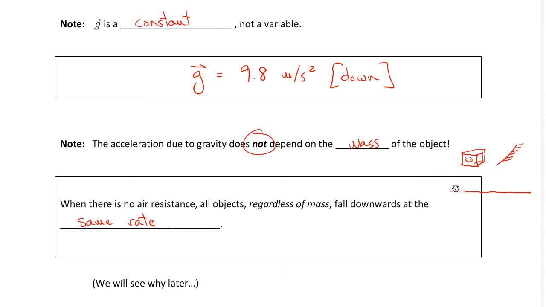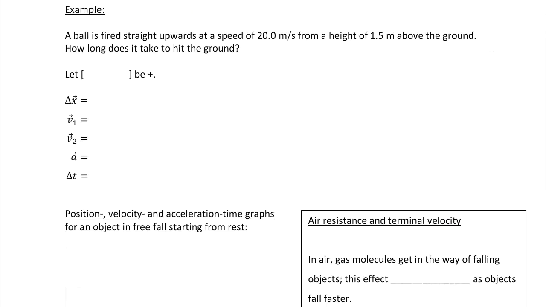But briefly, the more massive an object is, the more gravitational pull it feels, and the harder it is to get moving. Those two effects exactly balance each other. Let's use this for a kinematics problem now. A ball is fired straight upwards at a speed of 20 meters per second from a height of 1.5 meters above the ground. How long does it take to go up and come back and hit the ground?